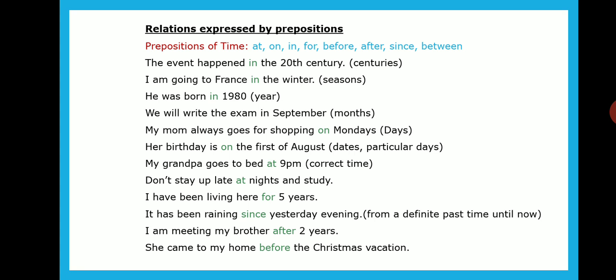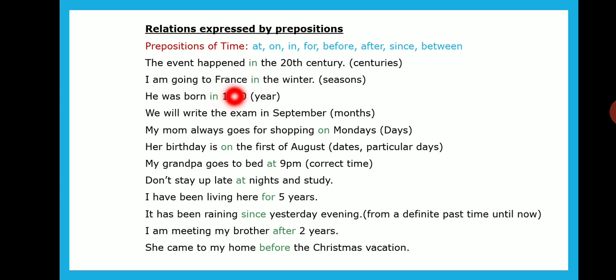Then you have prepositions used to denote time. Common prepositions used are in, at, on. But we also use the prepositions for, before, after, since, between, etc., to denote the relationship of time. So I'll read a few sentences. The event happened in the 20th century. When we are talking about centuries, we use the preposition in. When we are talking about seasons, we use the preposition in.